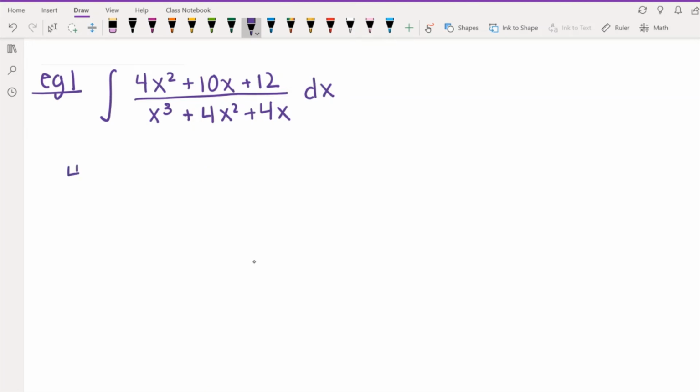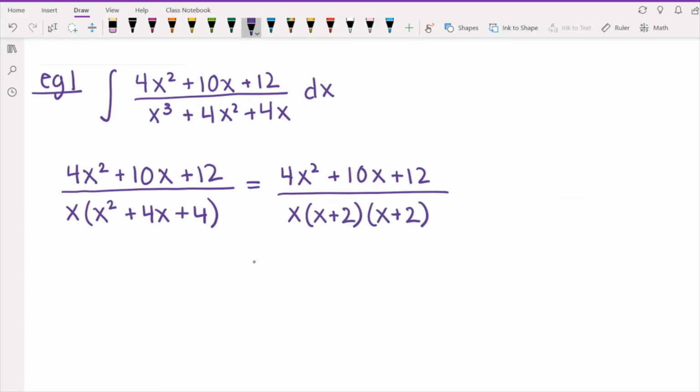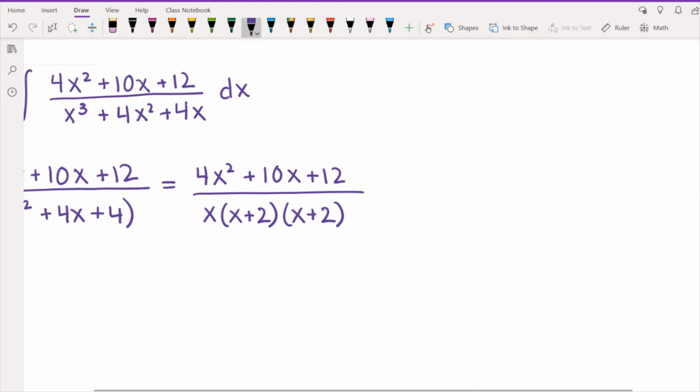Okay, so the first thing we want to do is factor our denominator. So we can start by factoring out an x. So we have x squared plus 4x plus 4. And how does that remaining part factor? Well, it factors as x plus 2 times x plus 2. So like in the previous example, we have a repeated factor. And so that tells us this is going to break down into the sum of 3 different fractions.